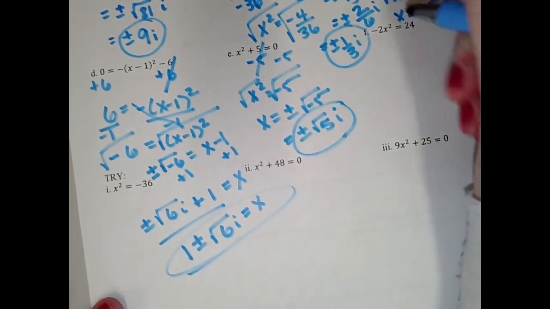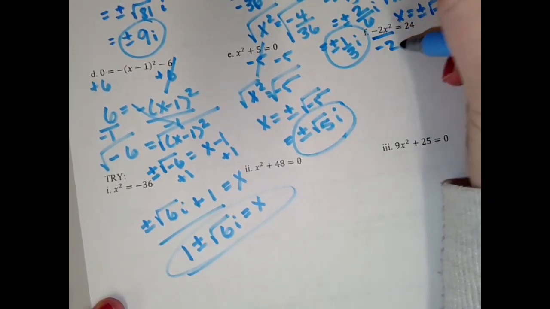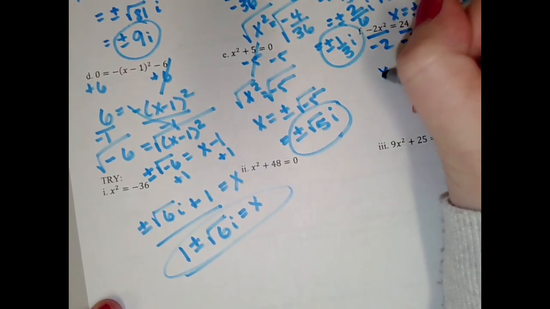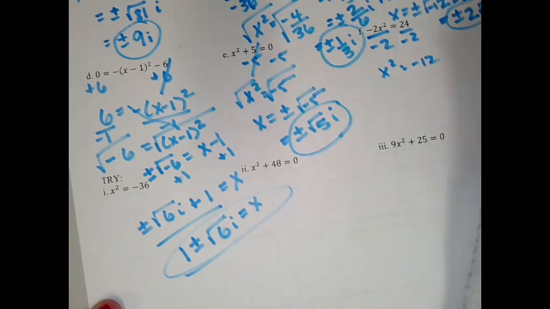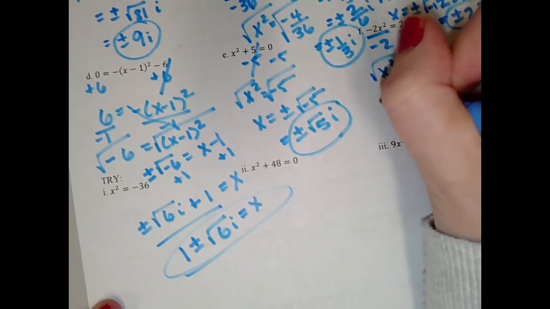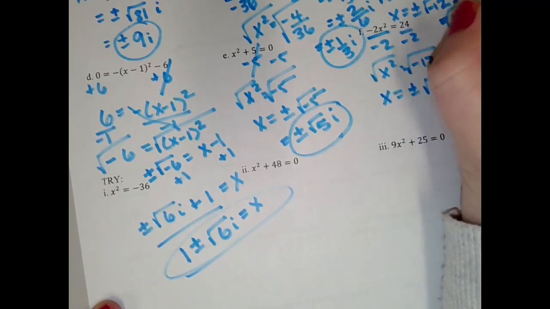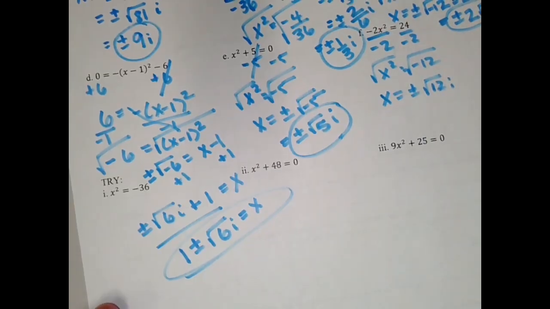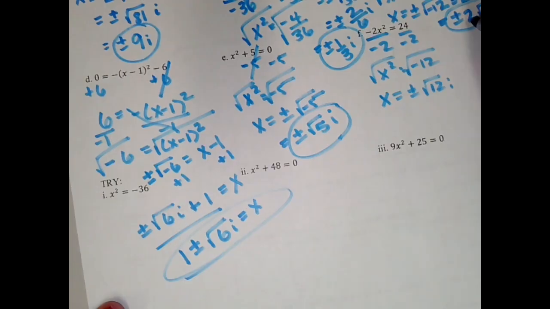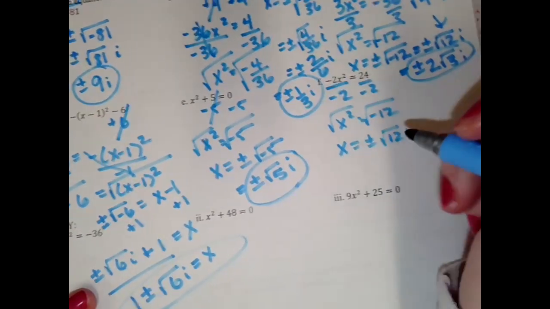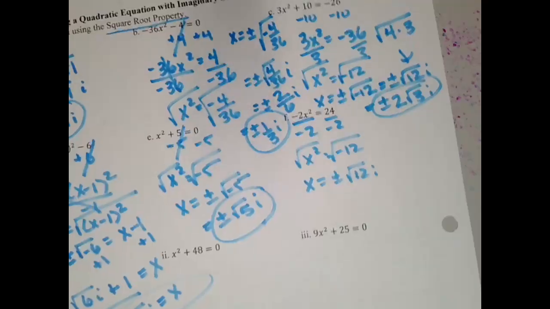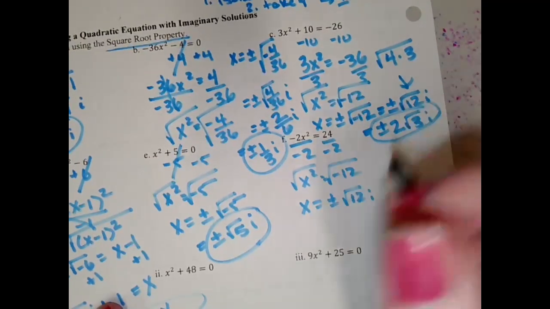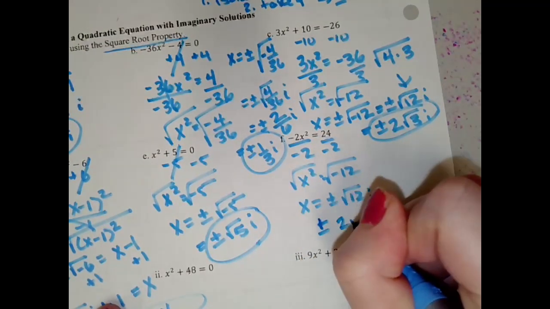One last one. You divide each of these by negative 2. That gives me x squared equals negative 12. Take the square root of each side to get x by itself, so plus or minus the square root of 12i. I'm going to go ahead and do that because the square root of negative 12 is square root of 12i. And then we actually already simplified that up here. 4 times 3 is the pair that you would want to use, giving you plus or minus 2 root 3i.